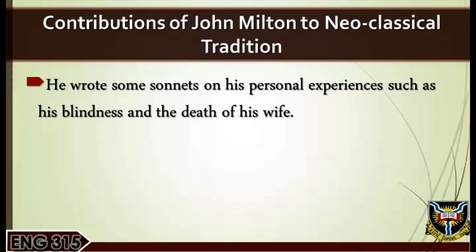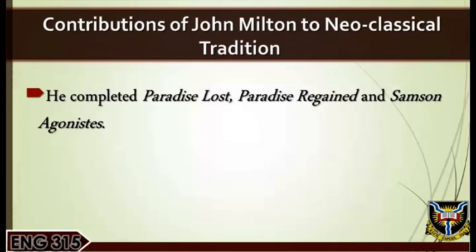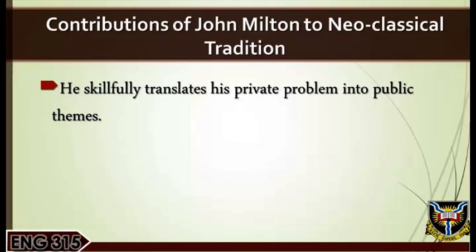He wrote some sonnets on his personal experiences, such as his blindness and the death of his wife. He wrote political pamphlets. All these were burnt after the Restoration. He completed Paradise Lost, Paradise Regained, and Samson Agonistes. His poem on his blindness is referred to as When I Consider How My Light is Spent, or On His Blindness. John Milton portrays man's inability to serve his maker in the midst of problems. He skillfully translates his private problem into public themes.